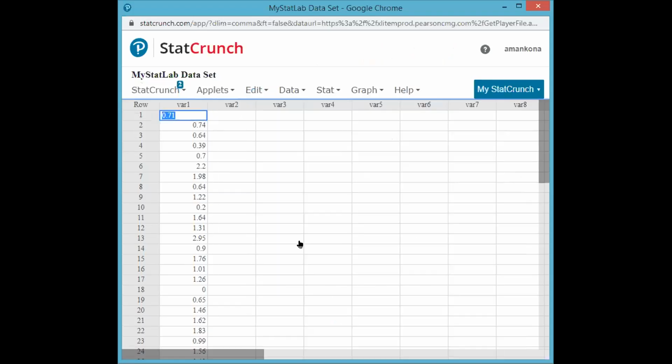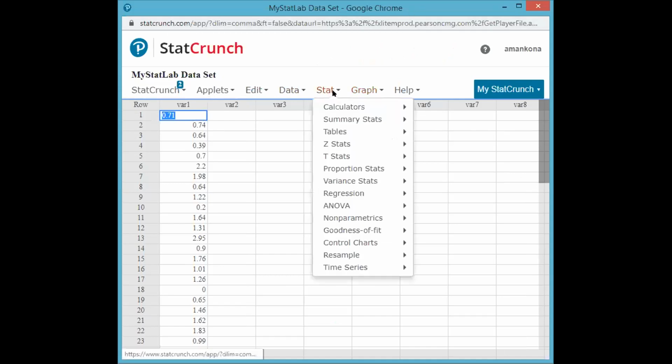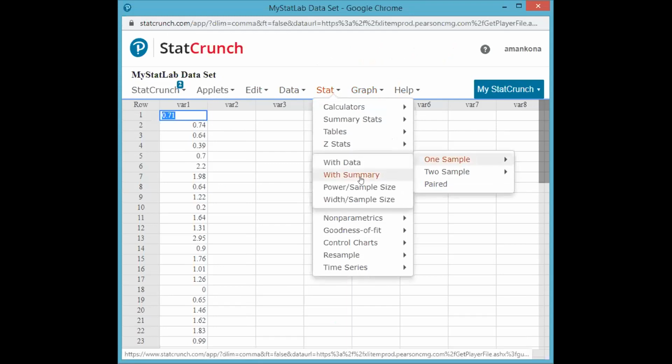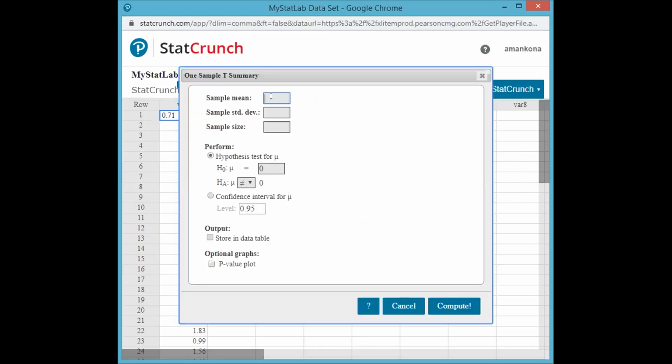I'm going to close this. I go to Statistics, then T statistics, and this time with summary. My sample mean is 5.36, the sample standard deviation is 4.61, and the sample size is 600. The null hypothesis is 5.00, and it's a two-tail test, so by default, that is it.